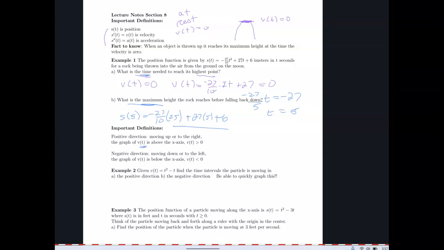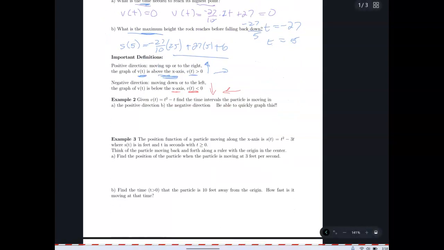Okay, so when we're going to look at velocity, and when it's above the x-axis or positive, that means it's moving up or moving to the right. If the velocity is below the x-axis or negative, then it's moving down or moving left. So let's see if we can figure out some things from this velocity. These are always going to be easy to graph because I'll make them nice to factor. So it looks like that. So you can see that it crosses at 0 and at 1, and it's an upward facing parabola.